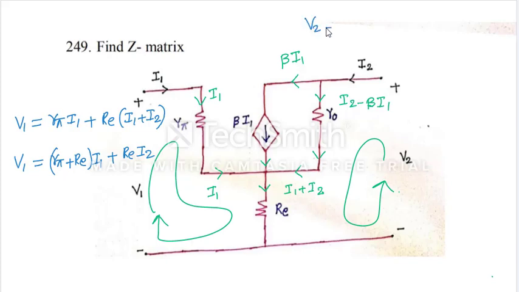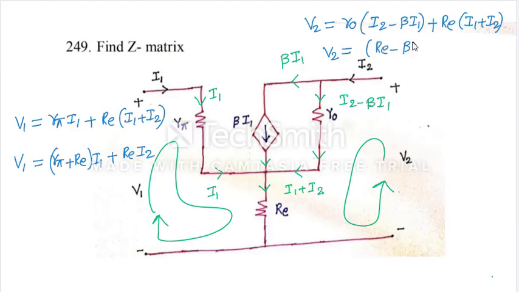So KVL to the second loop now. Tell me here. So what I can say, this is R0 into I2 minus beta I1 plus RE into I1 plus I2. And rearrange this equation, so V2 is equal to the I1 terms, which are RE minus beta R0 into I1, plus the I2 terms, which are R0 plus RE into I2.